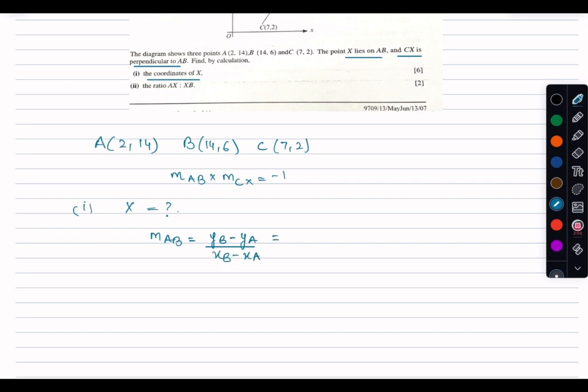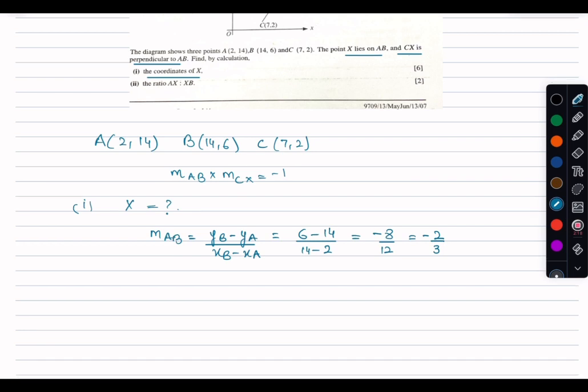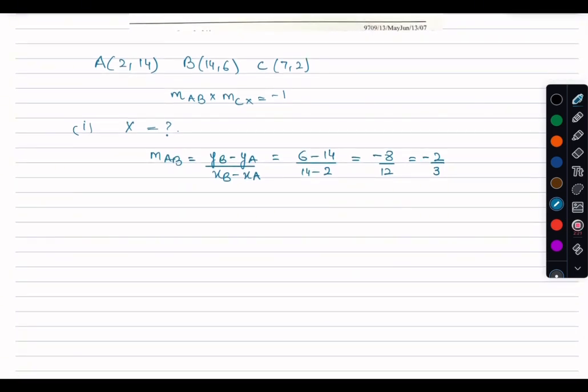So this, I should say, is equal to (6 minus 14) divided by (14 minus 2). That will give me -8 divided by 12, or in other words I can say that this gradient is -2 by 3. So since AB and CX are perpendicular to each other.